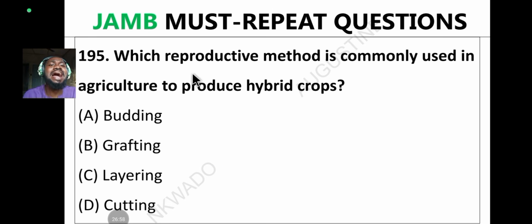Question 195. Which reproductive method is commonly used in agriculture to produce hybrid crops? A. Budding. B. Grafting. C. Layering. D. Cutting. You should know the answer to this question now. I taught you with beautiful, relatable examples. Drop the answer in the comment section, my scholar.